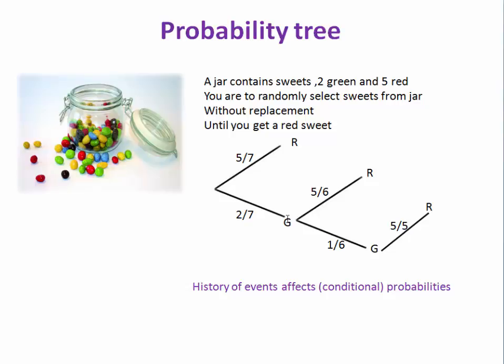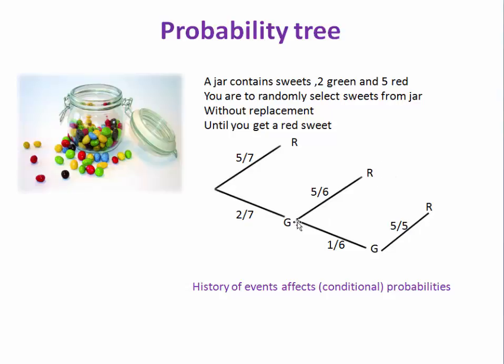Then the green we can go further because we haven't selected a red. We go again, 2 branches from the green node. Here we get for the red 5 because there's still 5 reds in the jar, but our total number of sweets has gone down to 6 because we've drawn a green sweet out of the jar. So this probability would be 5 out of 6, and then we stop there because we don't have any further nodes. We don't go further, no branches from there.